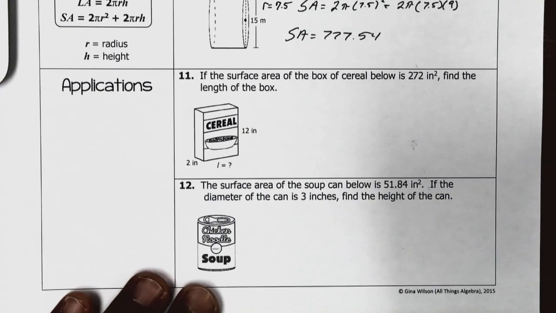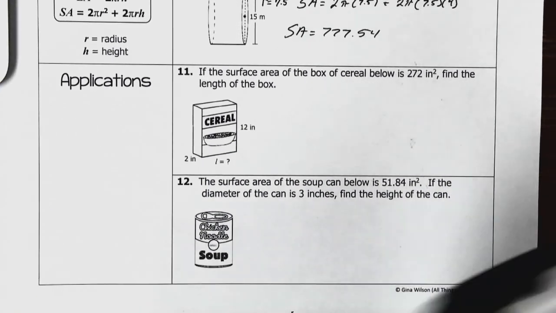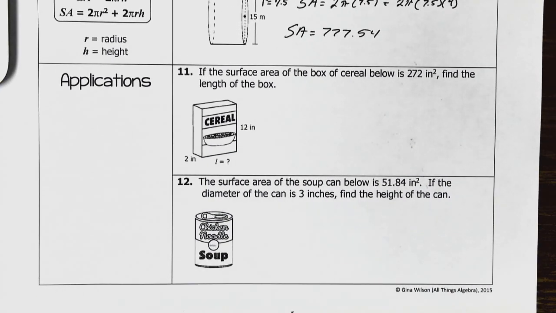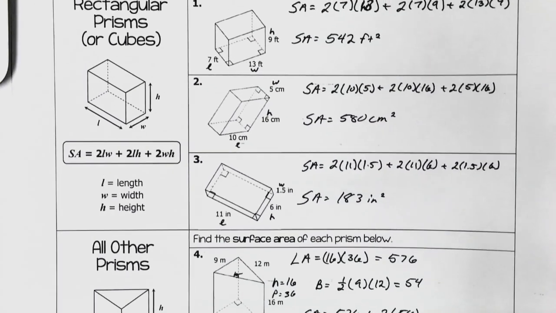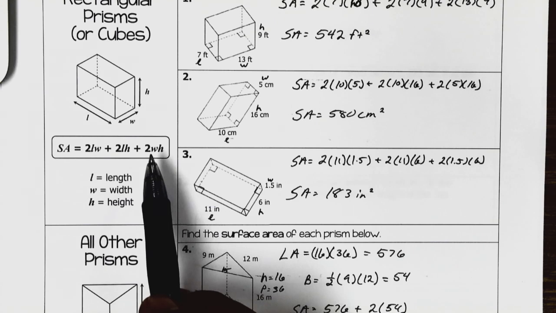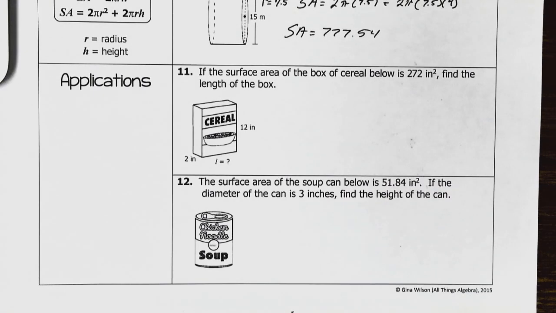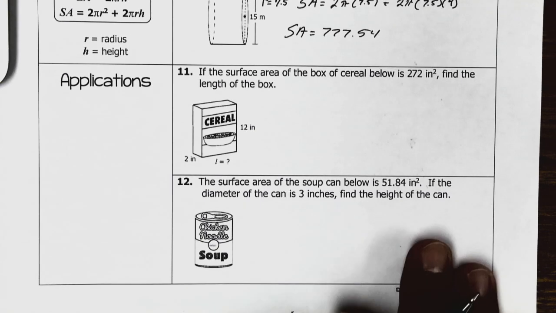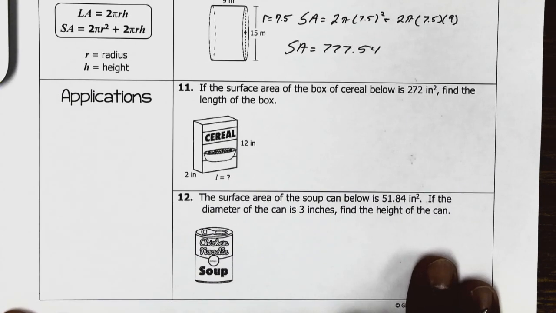Okay, so let's do a couple of applications, when we're given the surface area and having to move backwards. So this application deals with a cereal box. If the surface area of the box of cereal is 272 inches squared, find the length of the box. So that means we have to go back and do this formula, but we're working backwards to find L.